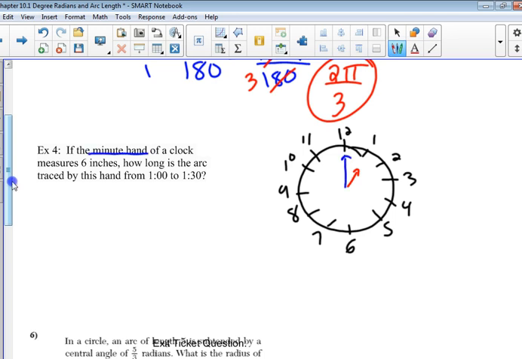If you're at 1 o'clock, wouldn't the minute hand be like this in blue? Okay, so now if you're going to 1:30, it's going to have to go all the way down and around to end here. Does that make sense? Okay, all right. Now, notice that the minute hand measures 6 inches. We were talking about an arc, all right? They want to know how long is the arc here.